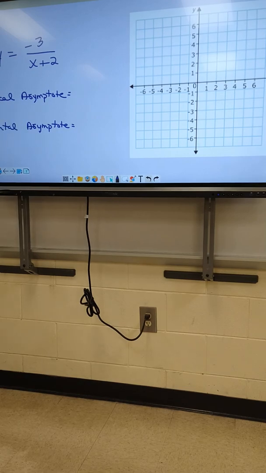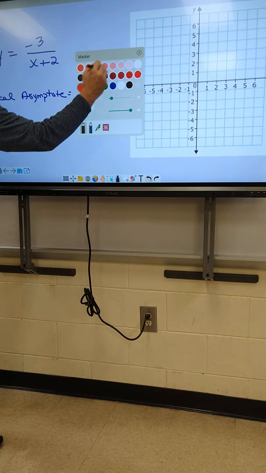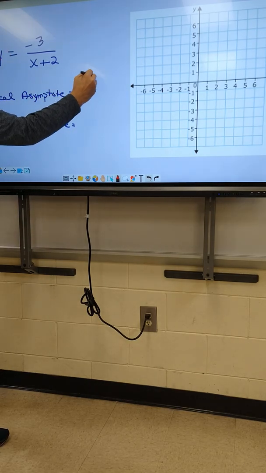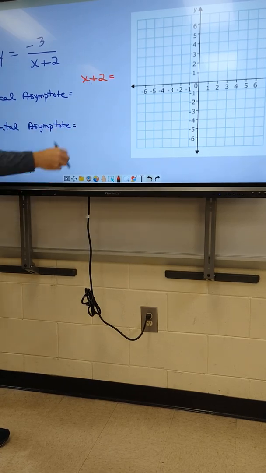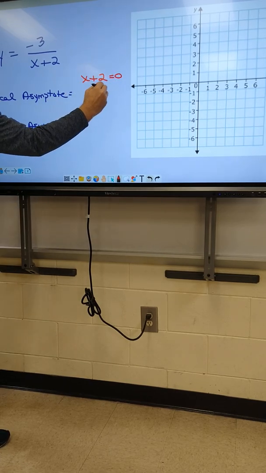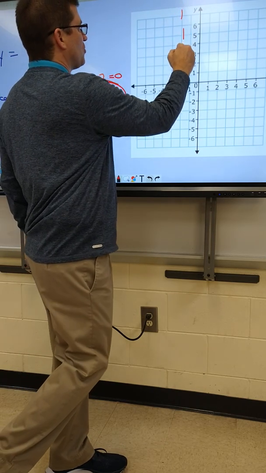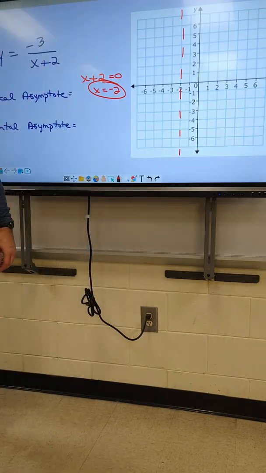All right, how do we find the VA? That's the easy one. Y'all remember? What do we do? Yeah, just set the bottom equal to 0. All right, so I move over plus 2. It's a minus 2. That's where your vertical line goes. So negative 2, draw a vertical line, a dotted line. And if you would, draw that in a color.